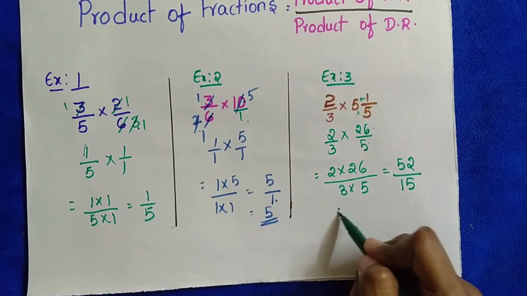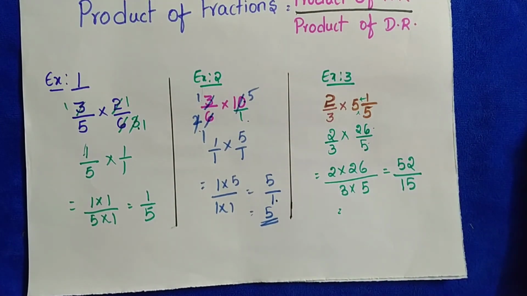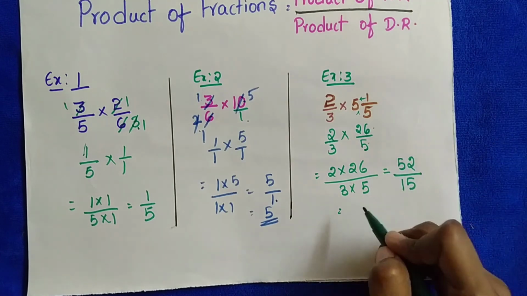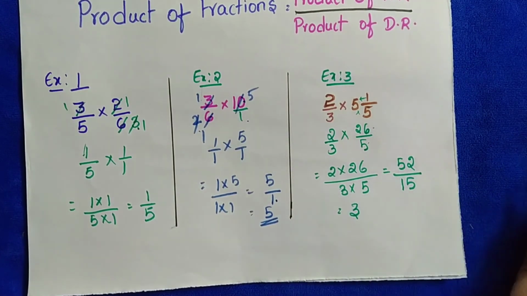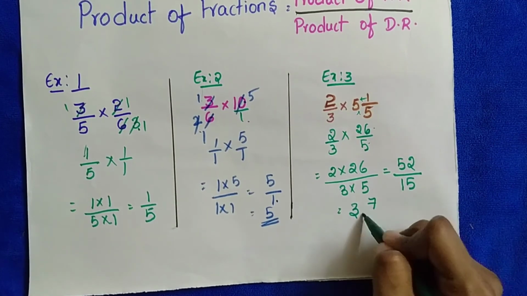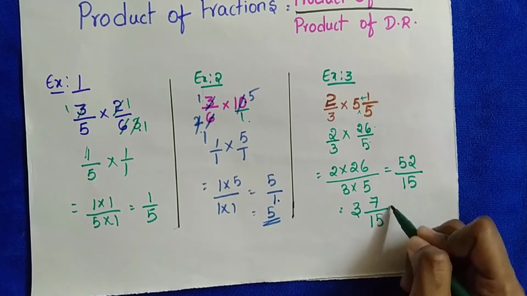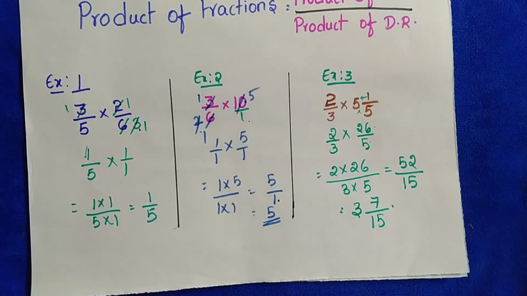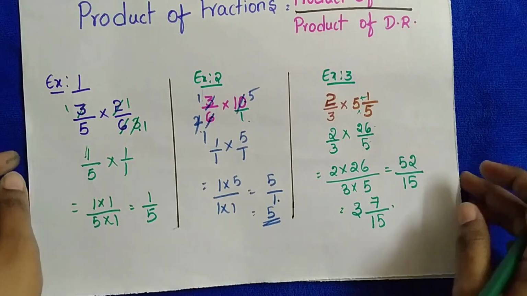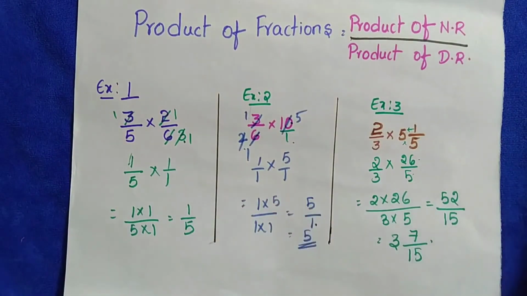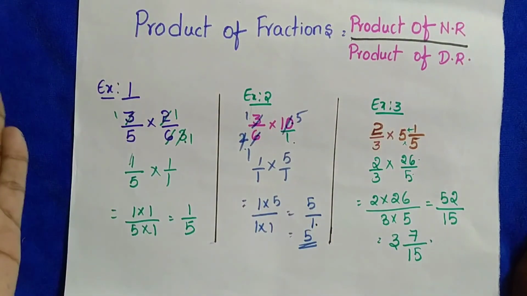In 52, 15 goes how many times, children? 3 times. And what is the remainder? 7. And the divisor is 15. So this will be the answer. Got it, children? I hope you understand. Yes, these are the 3 different kinds of multiplication of fractions, children.